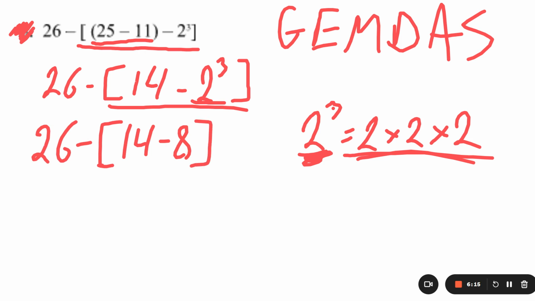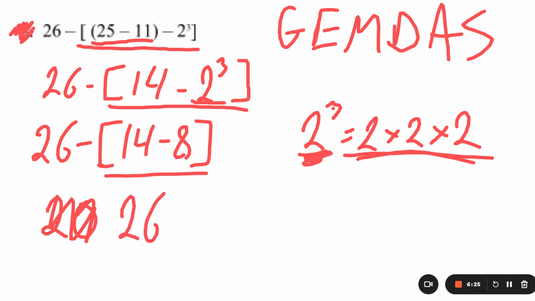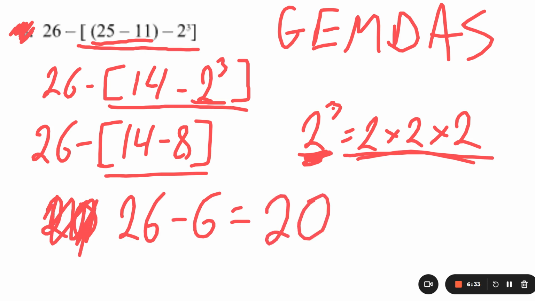All right, I still have groupings. This is my last set of grouping inside the bracket. So I'm going to do 14 minus 8, and that is going to give me 6. So now I have 26 minus 6. And then when I do that, you can kind of see the answer that I tried to scratch out over here. My final answer should be 20.